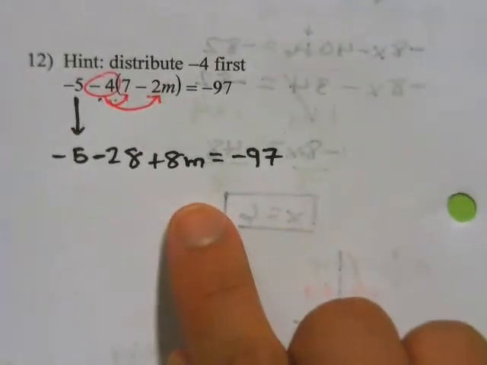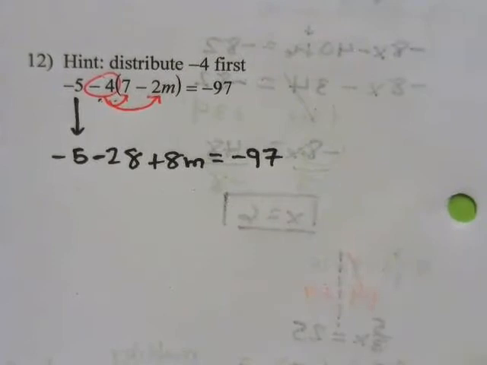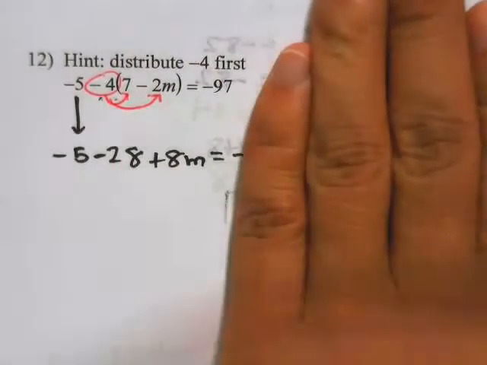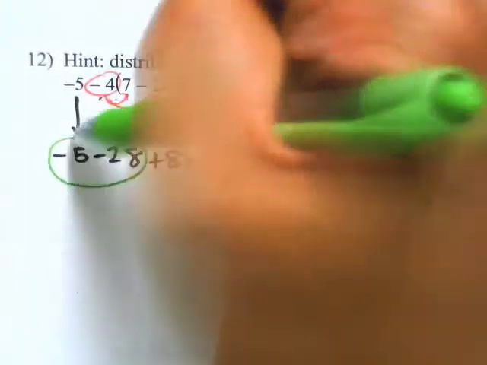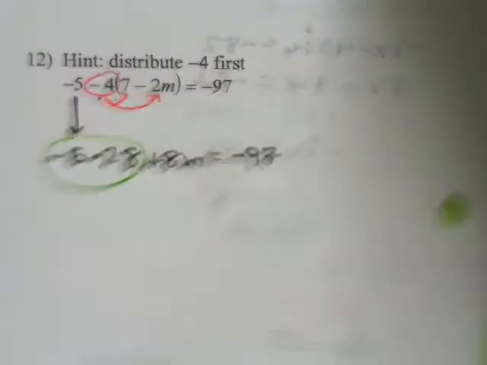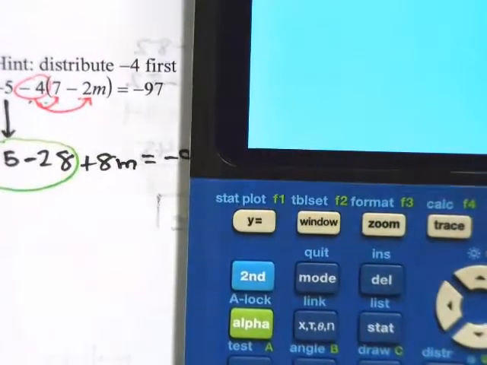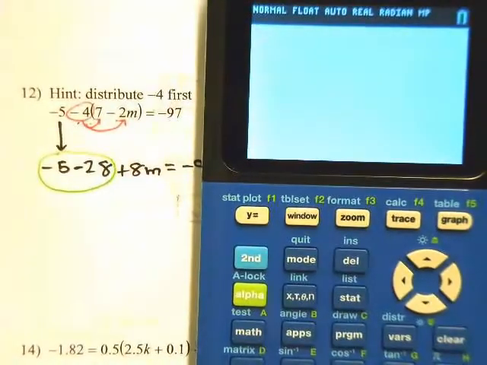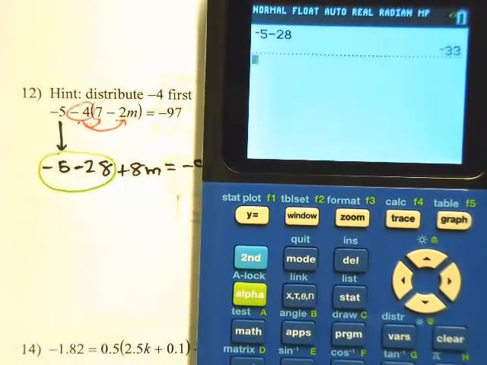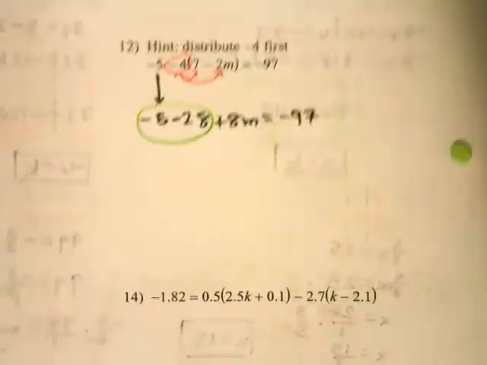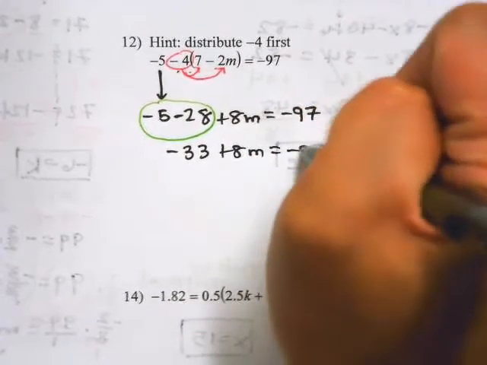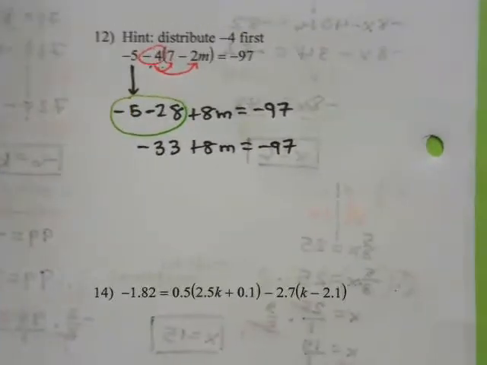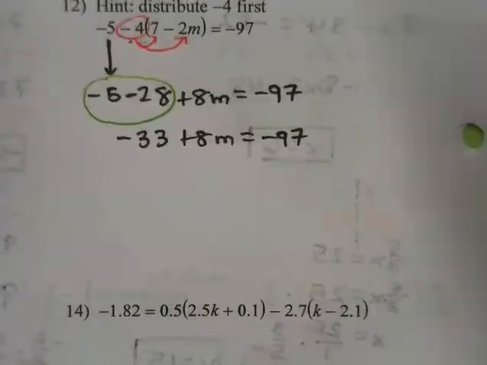Now this problem kind of looks like number 9 where we can't do anything on the right side, but let's see if there's some like terms on the left. And we do have two like terms, -5 minus 28, because those are just numbers. So -5 minus 28, that is -33. So here's -33 plus 8m is equal to -97. We're now on the verge of solving for the variable.